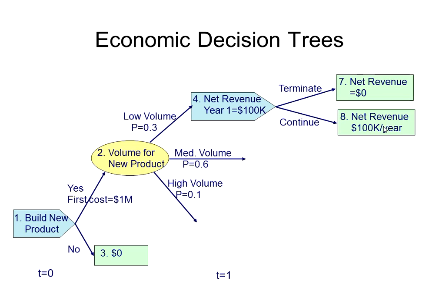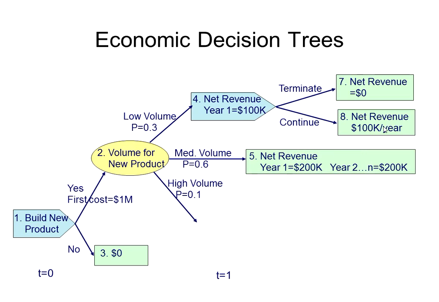Then for medium volume, we also have a decision. Well, actually, we just have an outcome. If we have a medium volume, we're just going to continue and keep getting 200,000 in year 1, and in consecutive years 2 through n, we also get 200,000 as net revenue. But for high volume, we also have a decision to make.